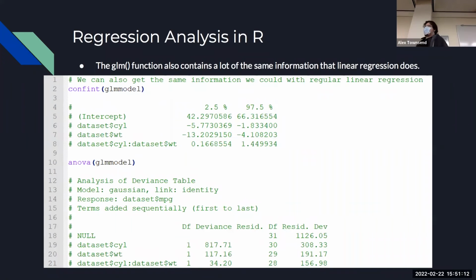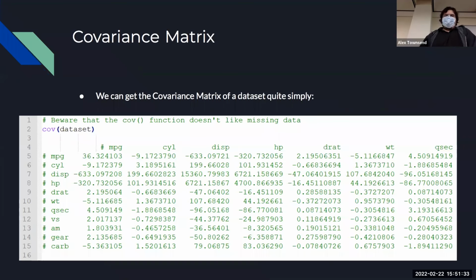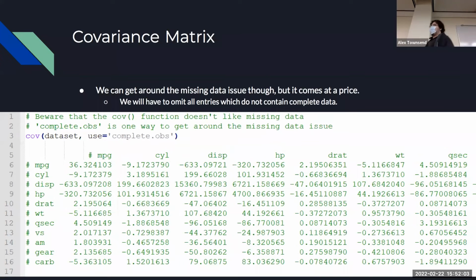You can also do residuals with that too if you'd like. The next thing we can look at is simple ANOVAs, univariate ANOVAs, and also covariance matrices. If you want to get the covariance matrix for your data set, you can type cov and the data set. Be aware again that this covariance function does not handle missing data very well. If you have NAs in your data set, you will see NAs show up in your covariance matrix. In the next slide, there's actually a way to get around that.